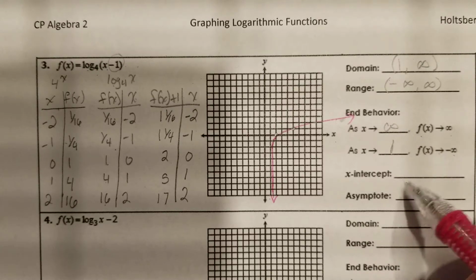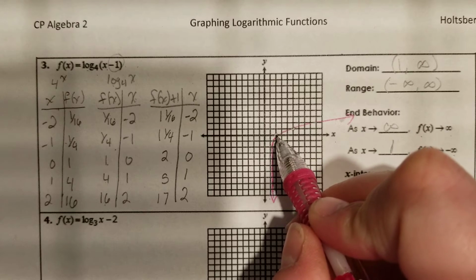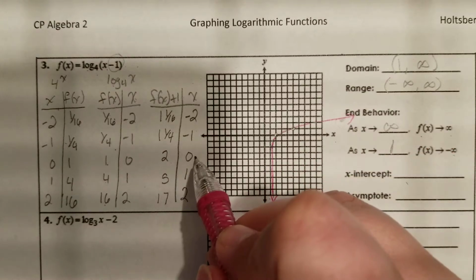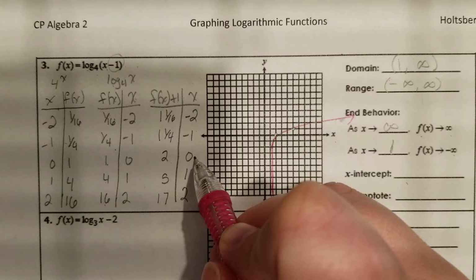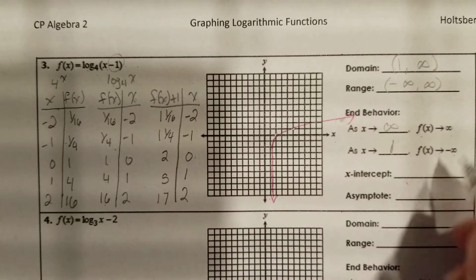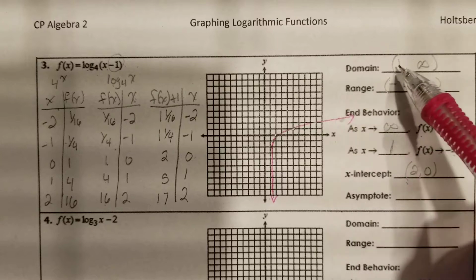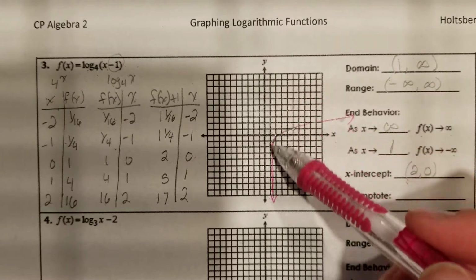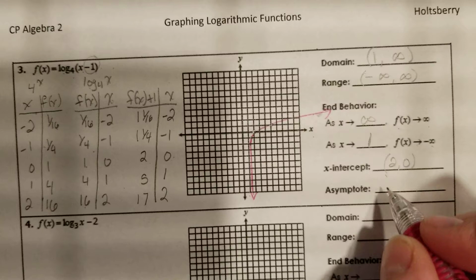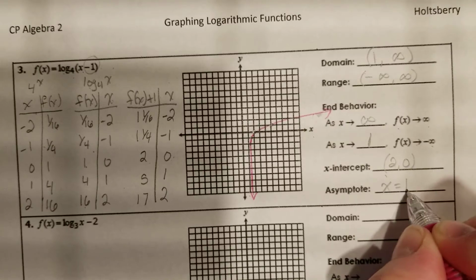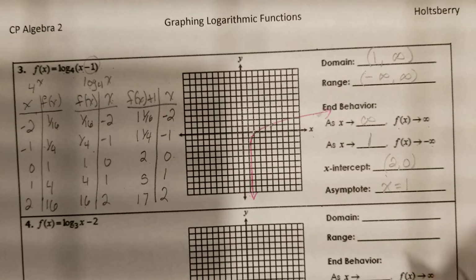All right, so our x-intercept this time is here. So it's that point, or you can go to your table and find the 0 in the right column. And our point is 2, 0. And now, because our lowest domain, or the line that we never cross, is 1, our asymptote is x equals 1. All right, so that's number 3.